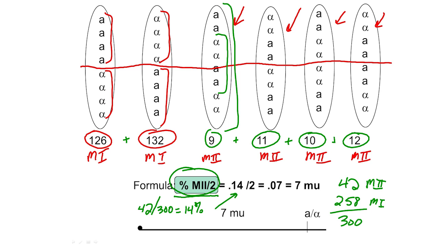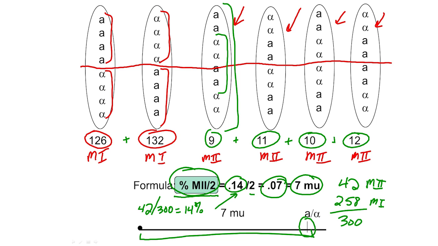This formula you can memorize, but it really is just common sense if you understand it. So we had 14% M2s, divide that by 2, that gives us 7%. All we're trying to get at is the recombinants, and that's what it is. So now we have 7 map units between the centromere and the A alpha locus. I say that because either allele could be at that location. 7 map units. It's fun, believe me. In case you didn't know, it is.